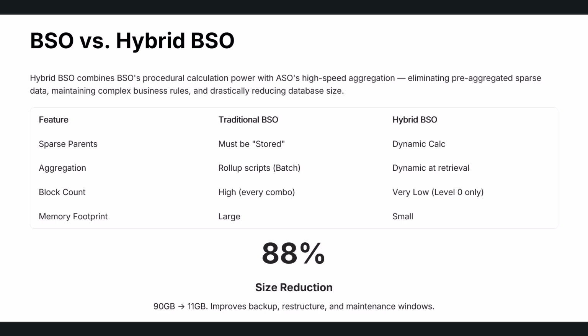But in hybrid BSO, those same sparse parents can be flagged as dynamic calc. So aggregation happens at retrieval time, not during the batch rollups. So only level 0 data needs to be stored. The block count drops dramatically and the overall database becomes much smaller. Oracle's own benchmark shows an example where a 90 GB cube shrank to 11 GB. That's roughly an 88% reduction just by redesigning for hybrid and removing the stored sparse aggregations.